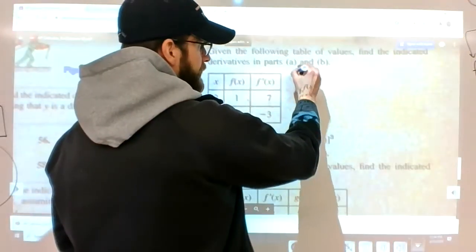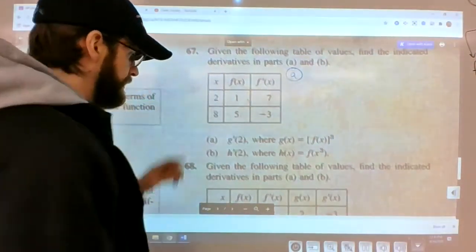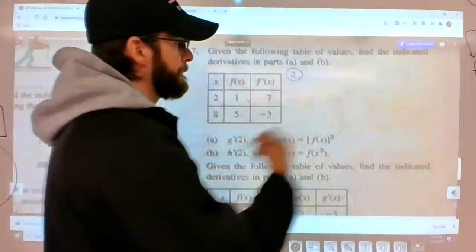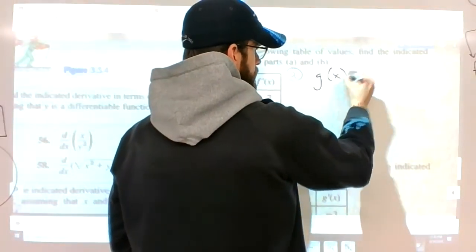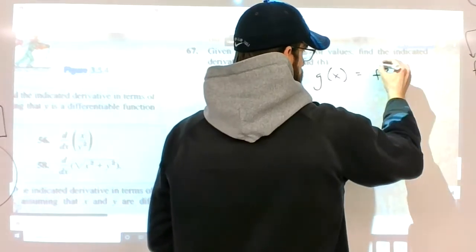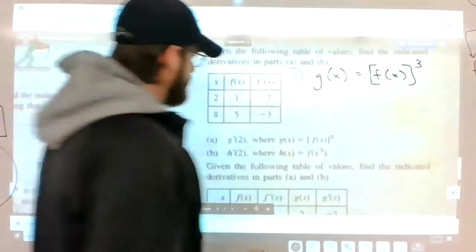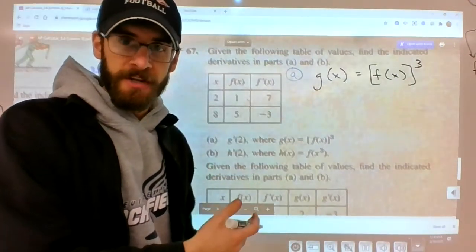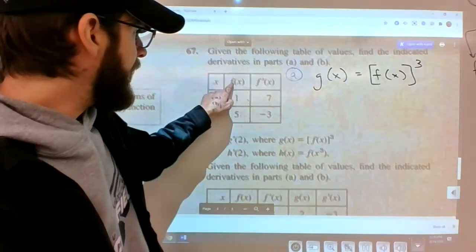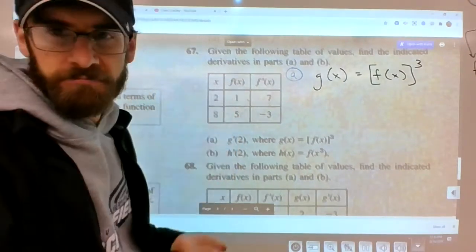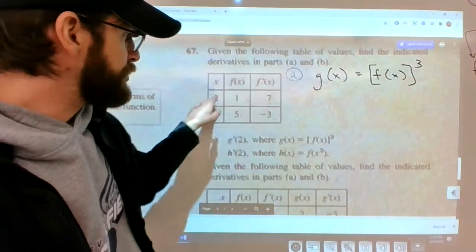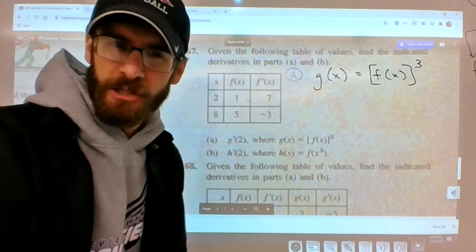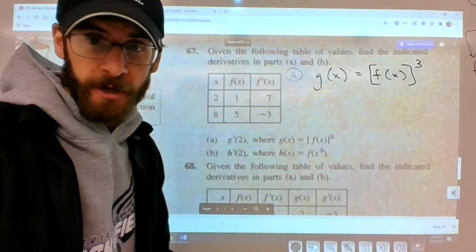So for part A, they're saying g of x is equal to f of x to the third power. And they basically give you a table to find your values. It looks different than what you saw from the textbook examples, but they're basically saying f of 2 equals 1, right? F prime of 2 equals 7. So you're free to write those out as they looked in previous situations to give yourself better perspective.